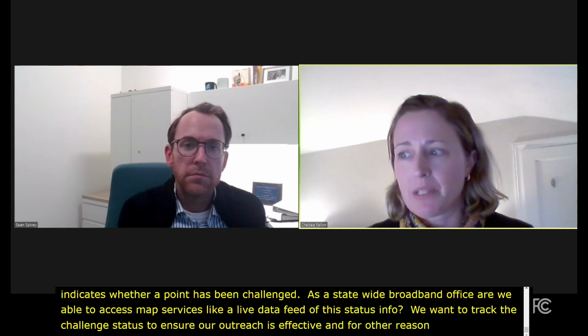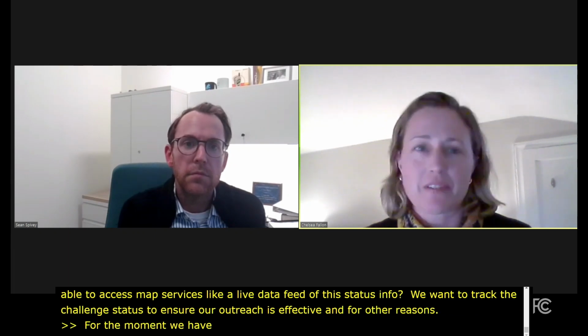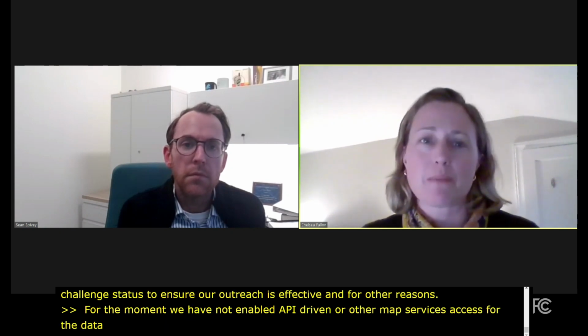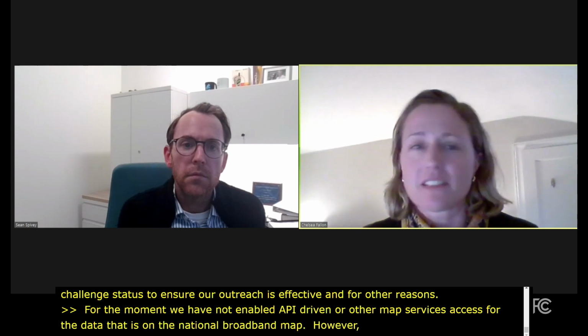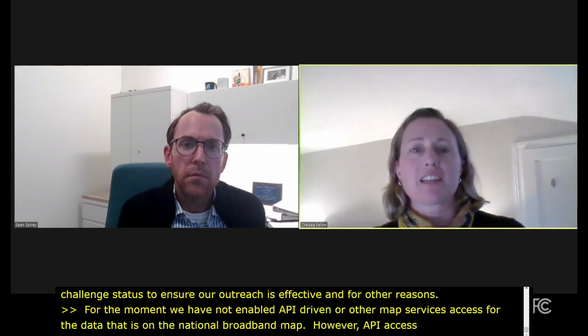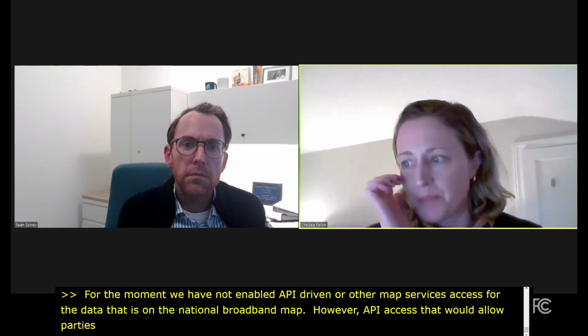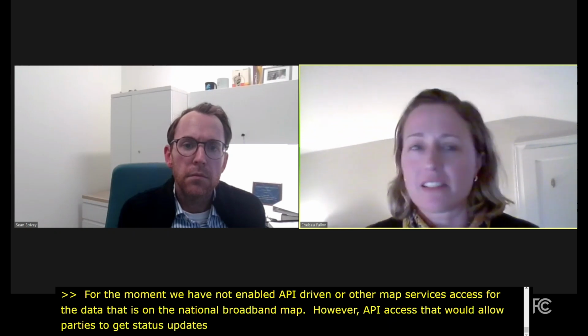So for the moment, we have not enabled API-driven or other map services access for the data that's on the National Broadband Map. However, API access that would allow parties to get status updates pertaining to challenges and other information is a functionality that we are actively working to make available in the future. So stay tuned for that.